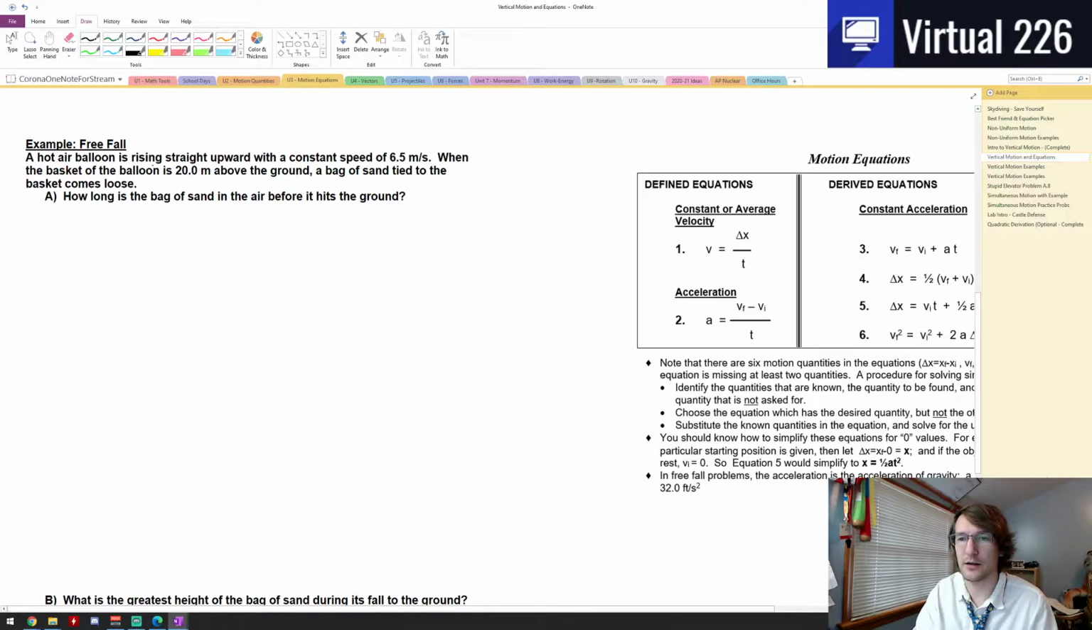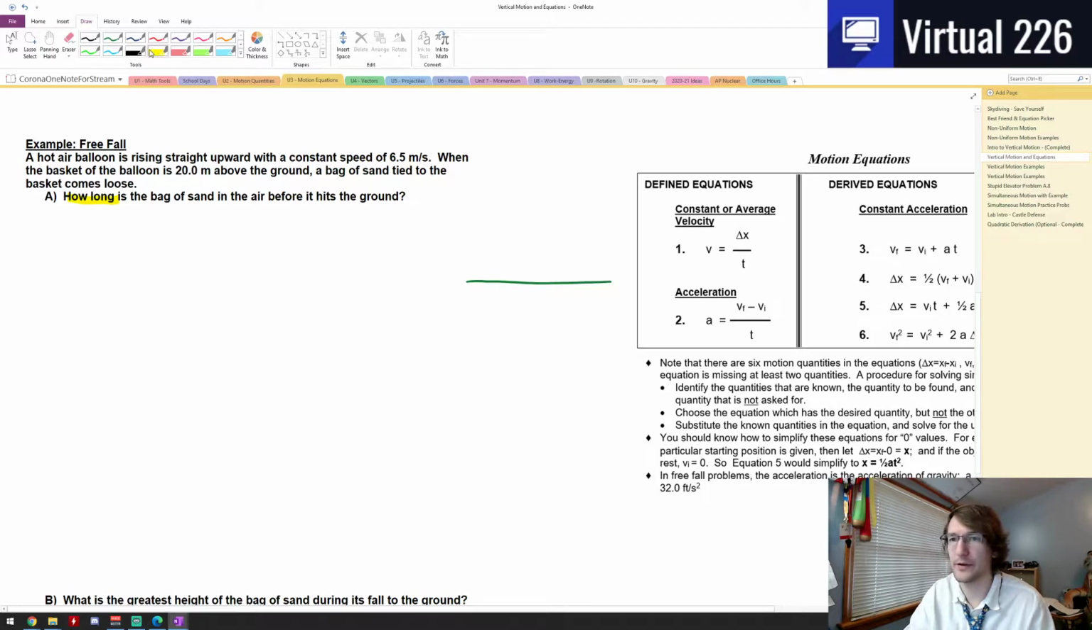We've got a hot air balloon and it's rising straight upward with a constant speed of 6.5 meters per second. When the basket of the balloon is 20 meters above the ground, a bag of sand tied to the basket comes loose. We are asked how long, so what time, is the bag of sand in the air before it hits the ground. Now, great grandpappy Botzer always taught me to draw a picture. Doesn't have to be a good picture, but you need to draw one.